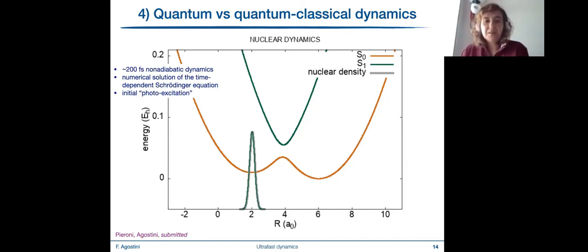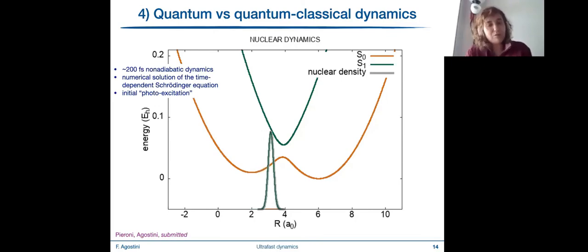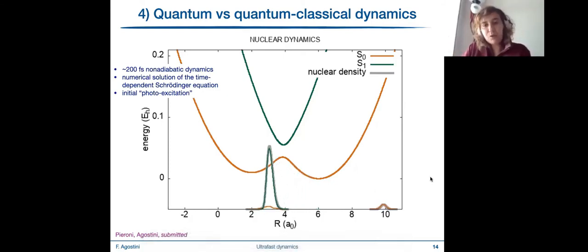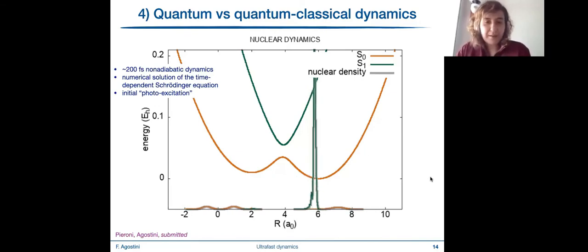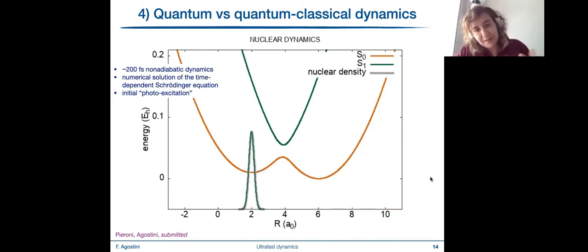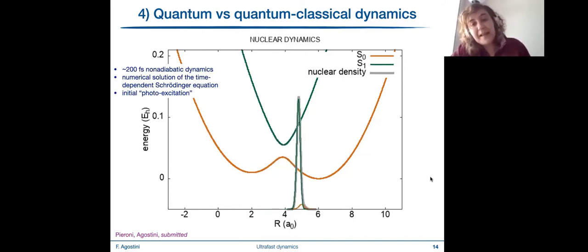So now, this is exactly the result of the exact propagation. I basically solve the time-dependent Schrödinger equation for about 200 femtoseconds. When you see green, it means that the wave packet is associated to the excited state. When you see orange, it is associated to the ground state. So you can see that the wave packet really goes a bit everywhere in space. The gray line is the sum of the green and the orange portions. And you can see that these wave packets can meet several times at the avoided crossing, when they come from different parts, and they can interfere.